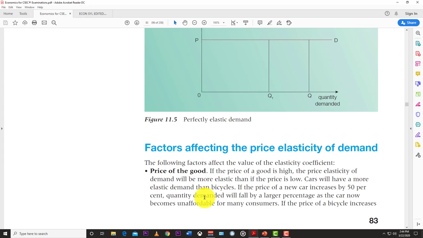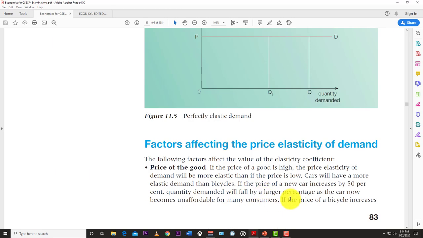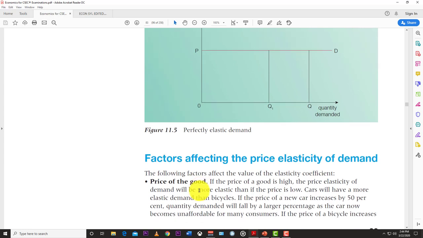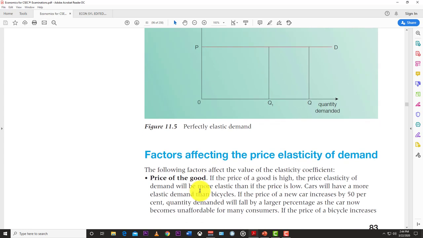And the flip side, if the price of the car goes down, of course everybody wants a chance, so you're going to go and buy it. All right, let's continue. If the price of a bicycle increases by 50%, quantity demanded will also fall, but by less than 50%. This is because the price of the bicycle is low relative to that of a car. So the price of the good is one factor that affects the elasticity of demand. The higher the price, the more elastic that demand is. The lower, the more inelastic.